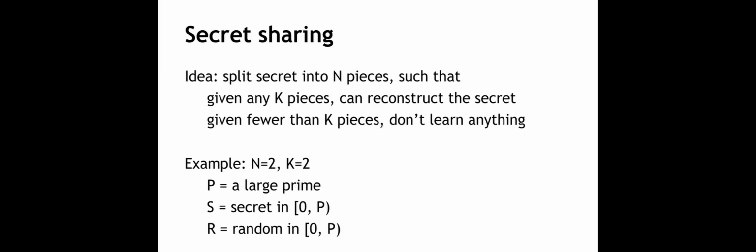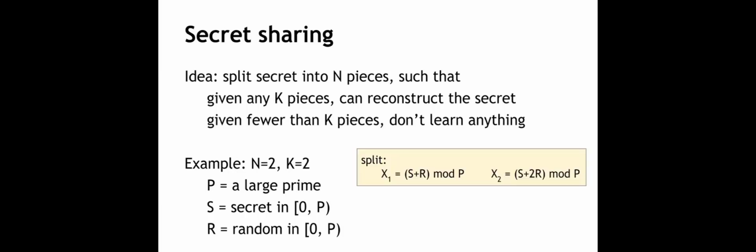And then we're going to generate a random value r secretly, which is also within the range between 0 and p minus 1. And now we're going to split our secret into two pieces, x1 and x2. Piece x1 is going to be s plus r modulo p. And remember that modulo is the operation that's sometimes written with the % sign in programming languages. It just means take this value s plus r and divide it by p and keep the remainder when we do that division. That's s plus r modulo p. So that'll be x1, our first share. And the other share, x2, is going to be s plus 2r modulo p.